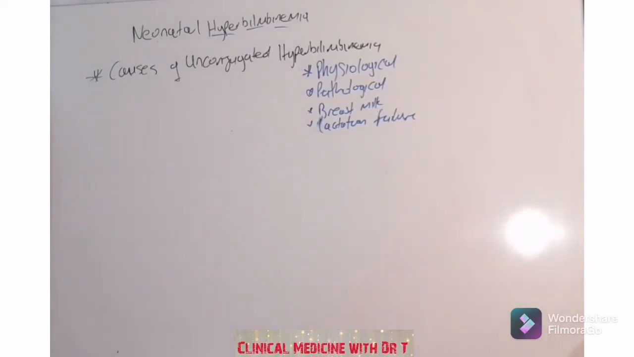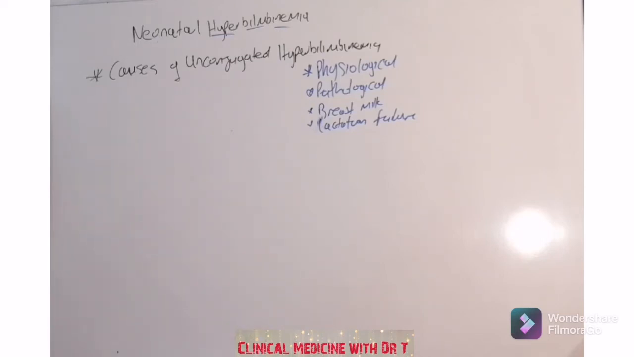So I want you guys to really get this. When you've got conjugated hyperbilirubinemia, you can't say it's physiological jaundice. It's not. You can't say it's breast milk or lactation failure, because it's not. Right? That's very, very important.